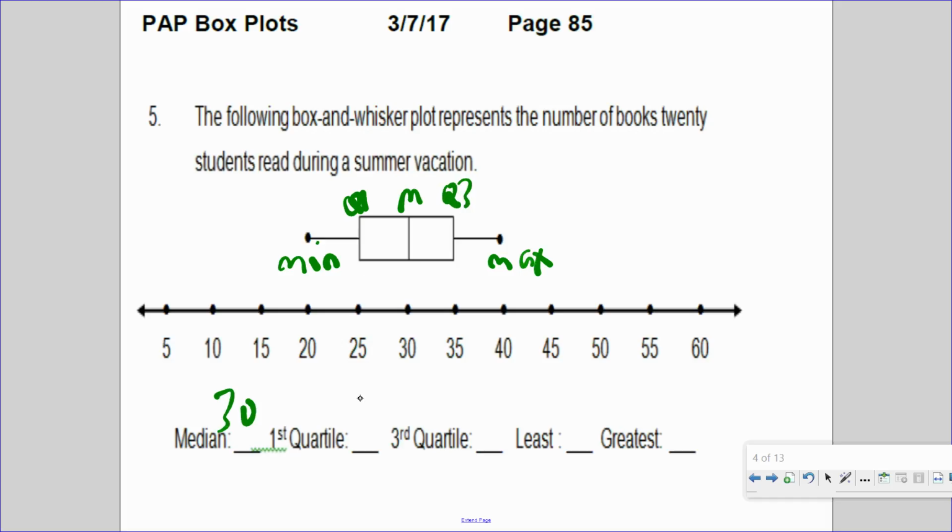The first quartile is 25. The third one is 35. The least number is 20, and the maximum or greatest number is 40. Not bad. All right, so we have some more.